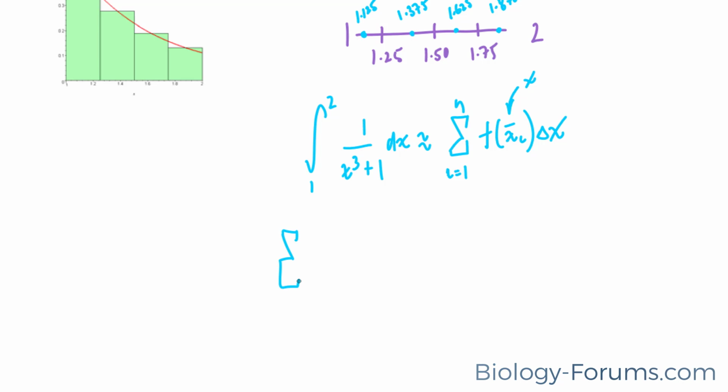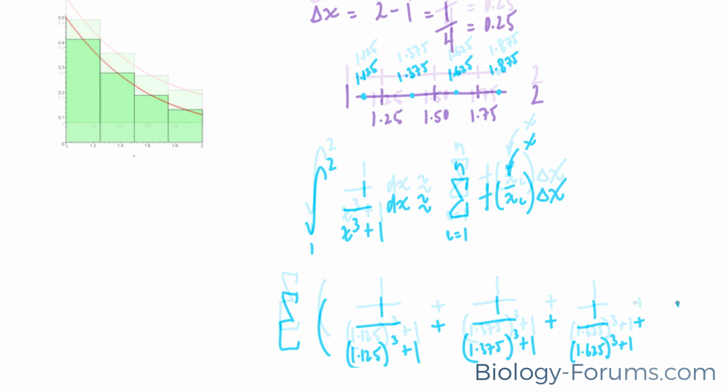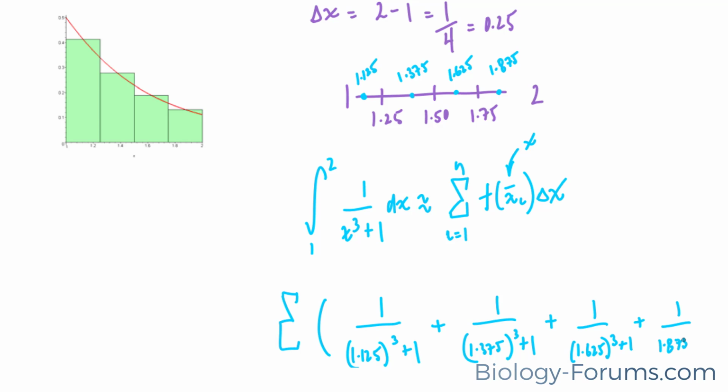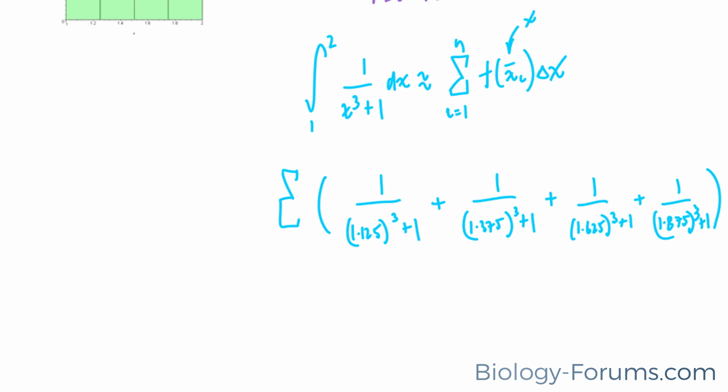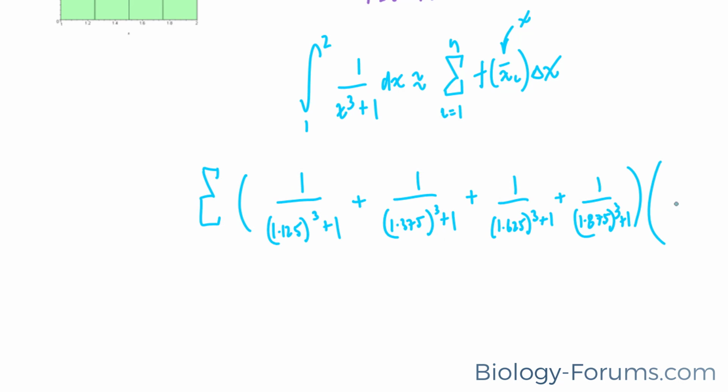We can find the value for our function like this. 1 over x to the power of 3, which we're not going to use. Rather, we're going to use 1.125 to the power of 3 plus 1. And then we're going to keep adding each of those midpoints. And then finally, 1 over 1.875 to the power of 3 plus 1. With that said, we can compute this with our calculator, and at the end, don't forget your delta x of 1 over 4.